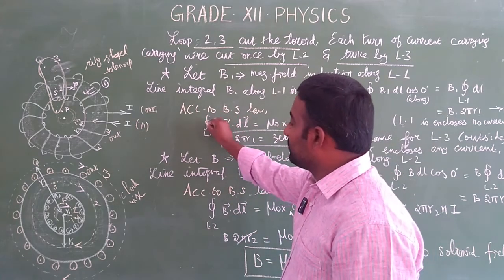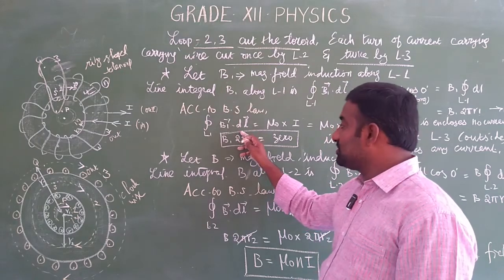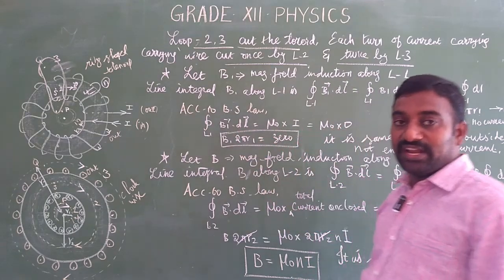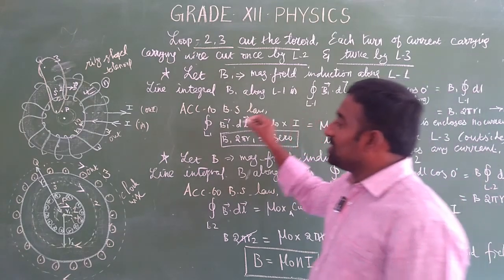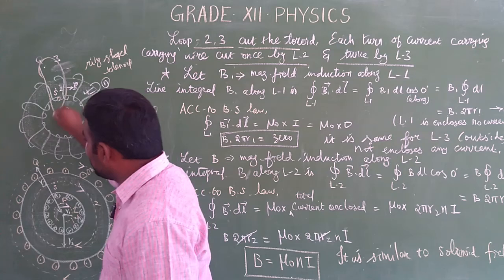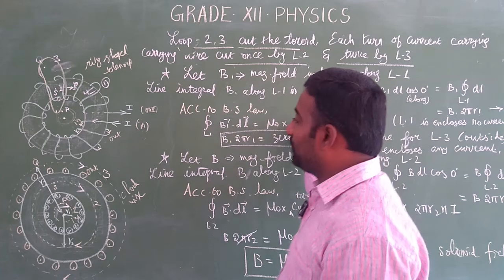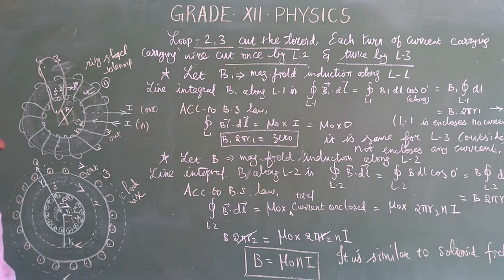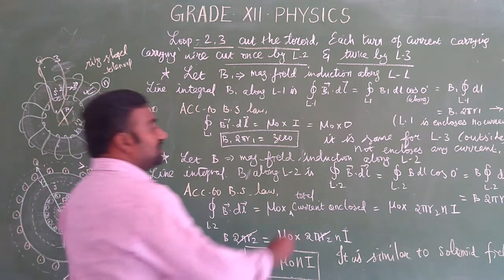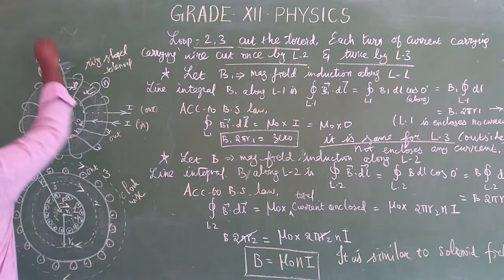For any closed loop, the total magnetic field induction produced is equal to mu naught times the total current enclosed by the loop. Is there any current inside the loop? No current is enclosed by loop 1, so the current value is 0, then the entire value is 0. So in the first loop the magnetic field is 0. Next, the same holds for loop 3, which is outside, so it vanishes to 0. So in the third loop also the magnetic field is 0.